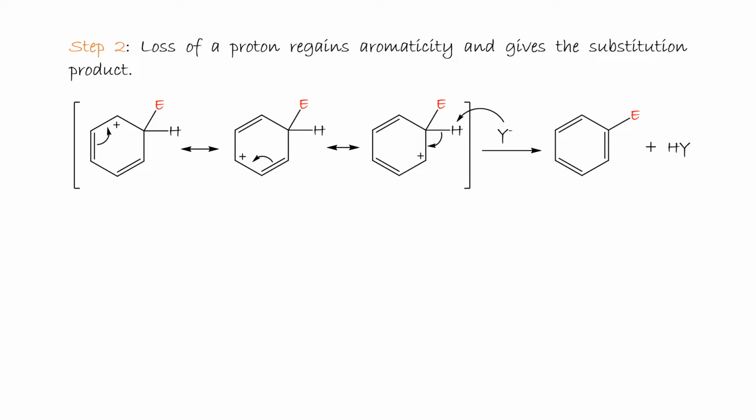In step 2, do we add Y minus to E plus, or do we eliminate the hydrogen and regenerate the aromatic system? Of course, loss of a proton, regain of aromaticity, and we get the substitution product.